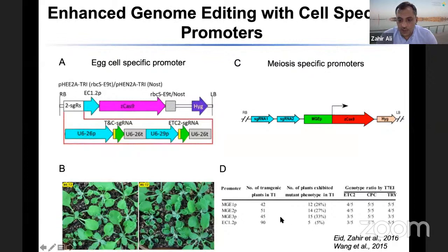And here we can see that compared to the original one, which is only 5% mutation, with the meiotic promoter, we used 3 different meiotic promoters, the efficiency enhanced very robustly, and here you can see we can reach up to 33% just in the T1 generation. So this system is working very well in Arabidopsis, and this can be adopted for every plant, specifically if we know the meiotic promoter or the egg cell specific promoter, and we can express the Cas9 at that stage.